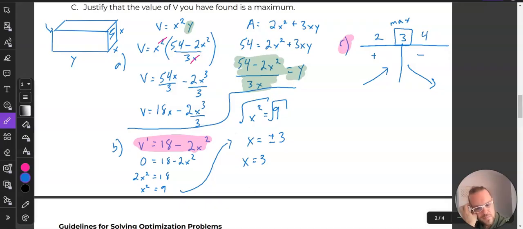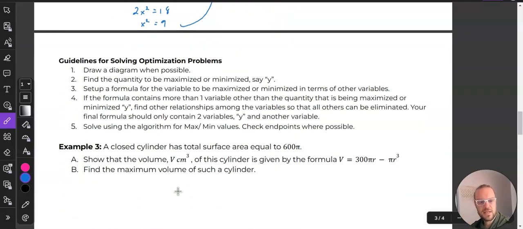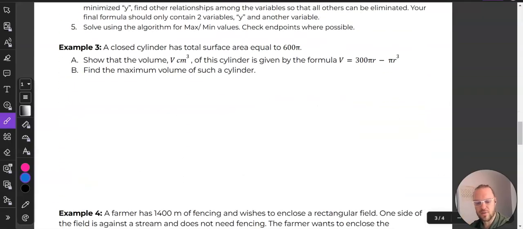All right. Perfect. Let's look at some more examples of how this can work. So let's change up our shape a little bit here. This time we're going to look at a cylinder. We've got a surface area again, so we're going to need that surface area equation. And we've got to find the volume. So that means that we're going to have to use both of those.